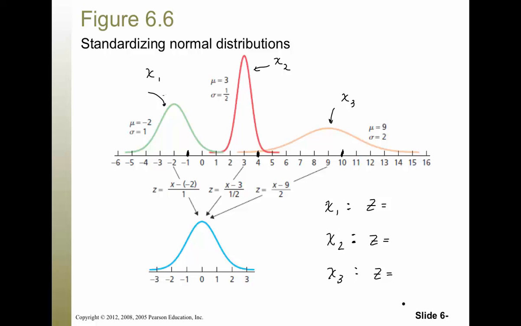Anyone got x1? Exactly 1? Perfect. Okay. x2. 2? And what about x3? Okay, so it's going to be the -1 minus the mean over the standard deviation. You got it?